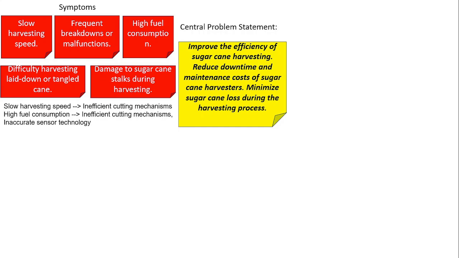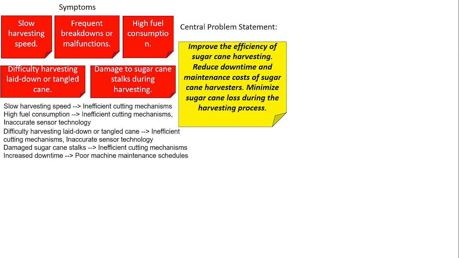So here I identify and understand the problem. Slow harvesting speed: what I understand is an inefficient cutting mechanism. High fuel consumption: from that I understand inefficient cutting mechanisms and inaccurate sensor technology consume a lot of fuel. Difficulty harvesting laid-down or tangled cane: inefficient cutting mechanism and inaccurate sensor technology create difficulty in harvesting and damage cane stalks. An inefficient cutting mechanism also damages the sugarcane stalks, and increased downtime from poor machine maintenance schedules may affect the sugarcane harvester. Now, these are all the symptoms developed by previously available machines.